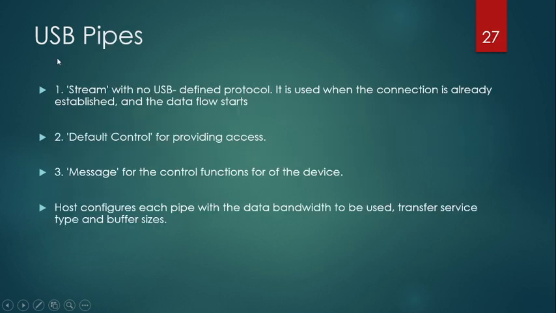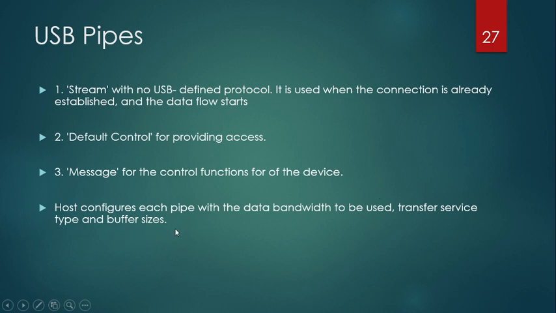And there can again be different types of USB pipes. There is a stream pipe, with no USB-defined protocol, that is when the connection is already established and the data flow is occurring. Again, there will be a default control pipe, that is for providing access, and then there will be message pipes for controlling the functions of the device. The host has to configure each pipe with the data bandwidth or the transfer service type, depending upon which transfer is required and depending upon the buffer sizes.